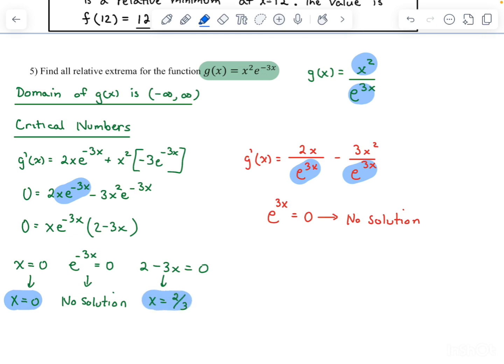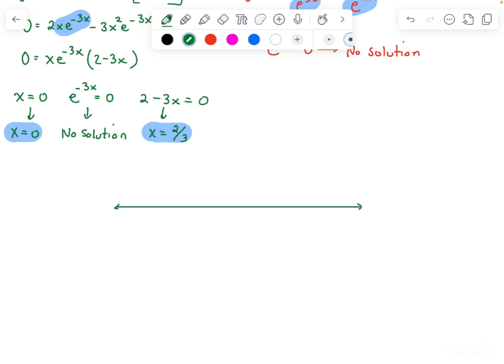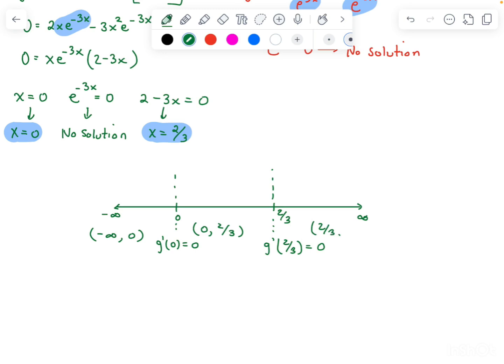Now to create the number line. On this number line, I'm going to include both critical numbers because this is where the derivative is equal to 0. Now there are three intervals to test. The first interval is where x is less than 0. The second interval is where x is between 0 and 2/3. And the third interval is where x is greater than 2/3.